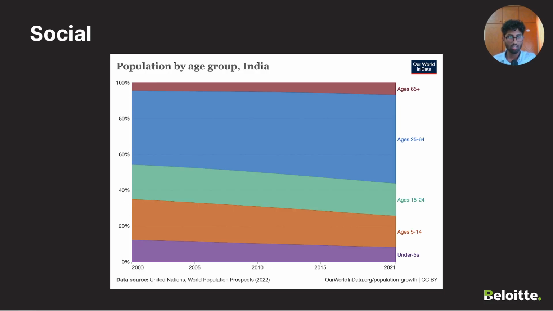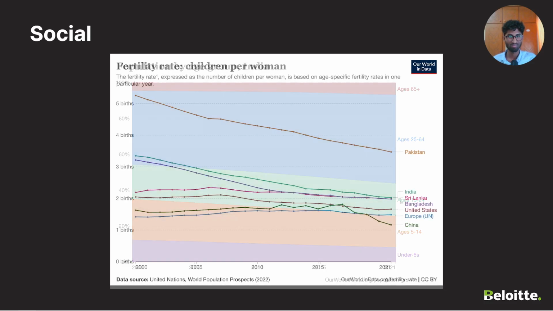So as you can see, if we look at the overall distribution of the population age groups, the working population has increased the most. Now, can you see ages 65 plus is slowly increasing? Now that also we'll look at in the SWOT analysis. What is the implication of that?